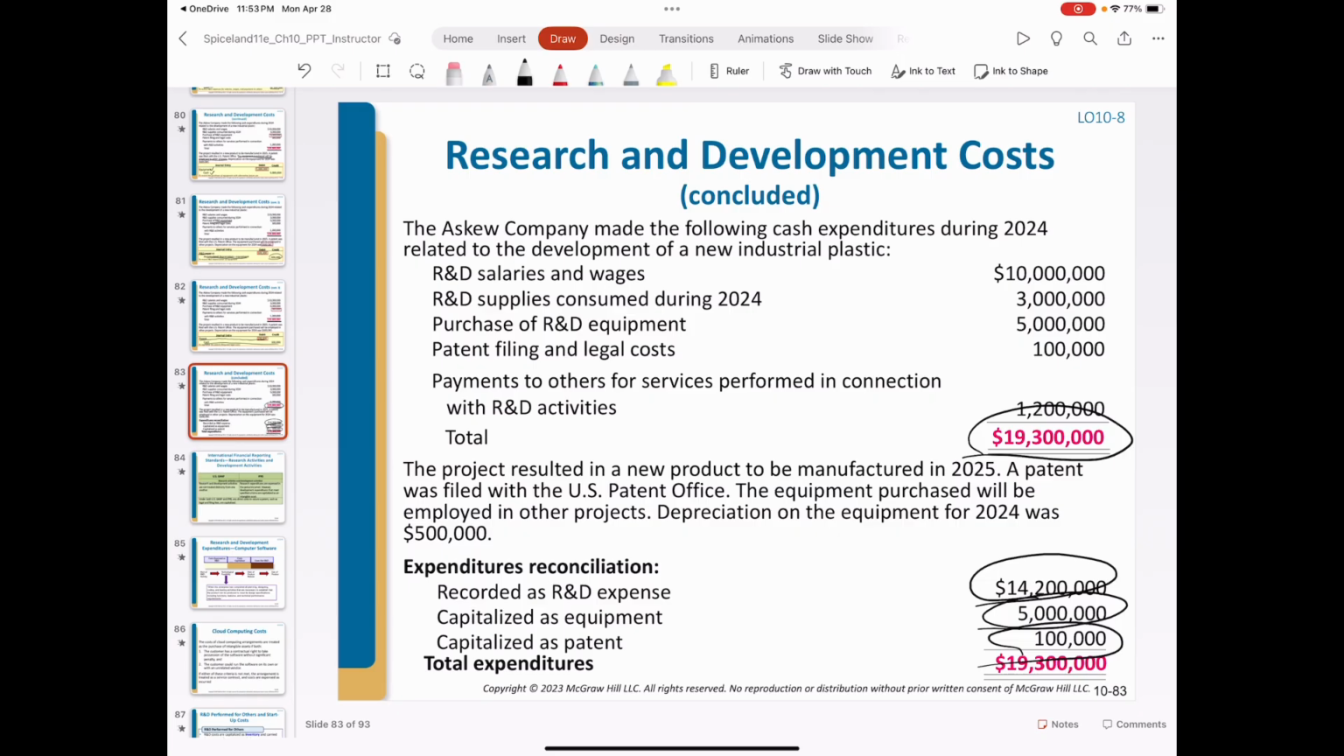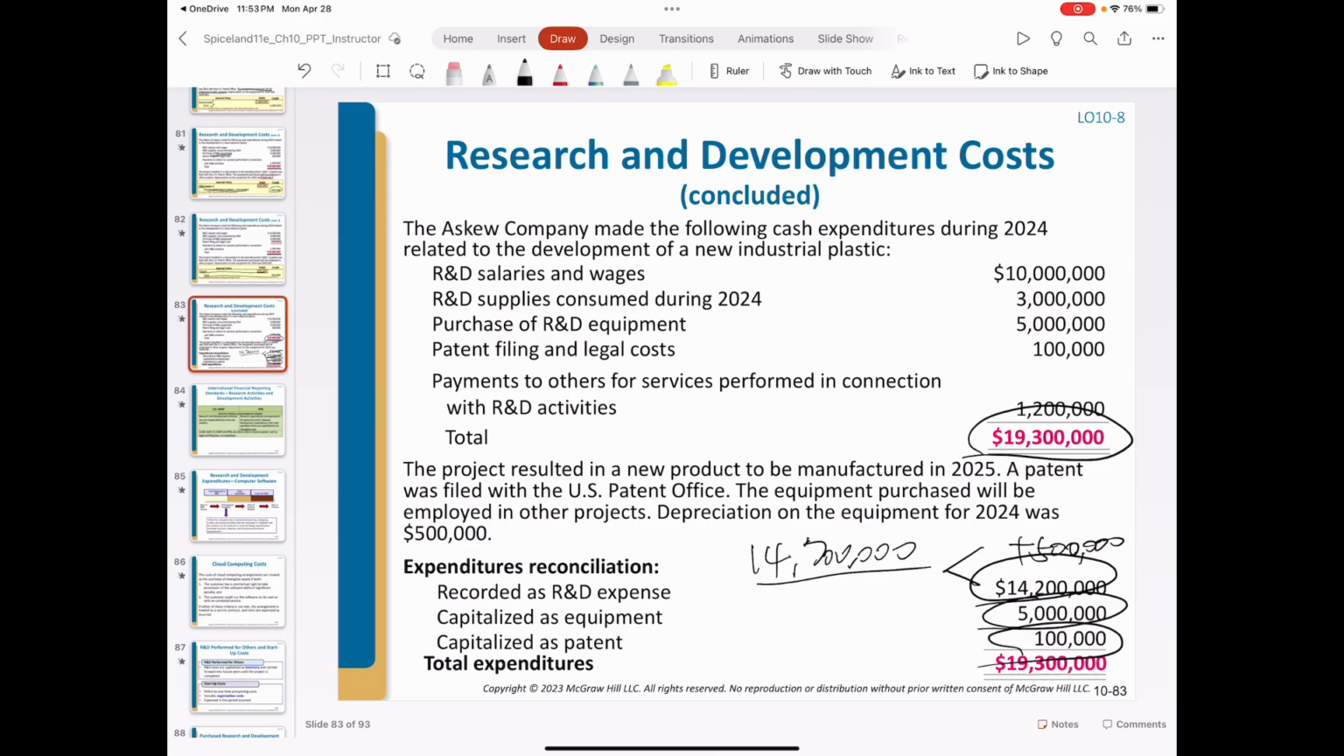Actually, during 2024, for the total R&D expense, we should add the $500,000 depreciation expense. So the total R&D expense incurred during 2024 will be $14,700,000. If the patent is just for internal use, that's all the accounting treatment. But if the patent is finally sold as an asset, the company who developed these intangible assets should capitalize all the value.